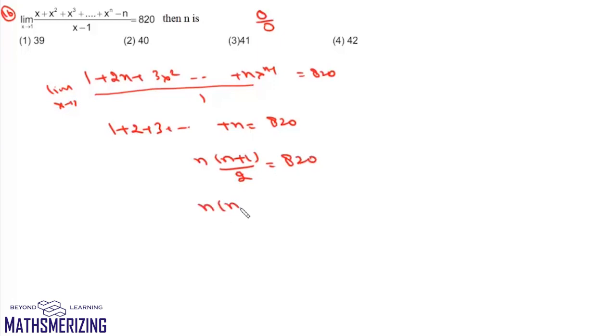So we can write n into n plus 1 equals 1640. Now this is 41 into 20, so it'll be 40 into 41. So we'll compare directly. So the value of n should be 40, and that's your option number 2.